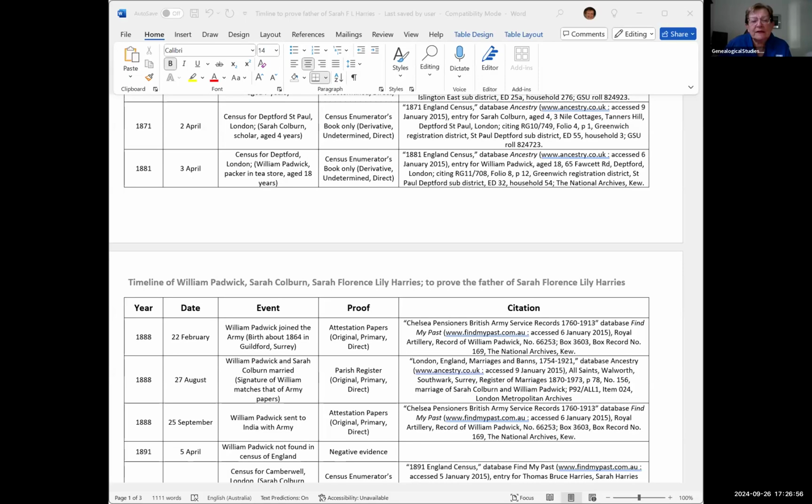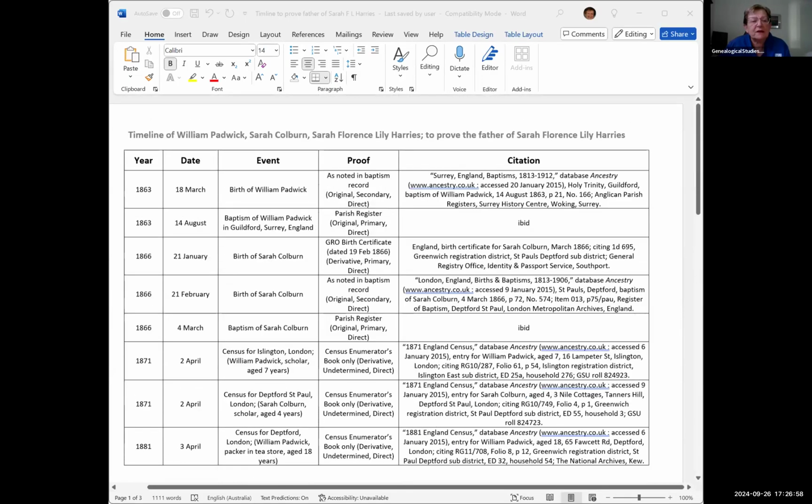Show me that one. I think that's the one I want. Okay, what I did was I put it all together in a timeline. And you can see how the timeline works. You put the years in a line, any other date, and then the event, etc., and your source citations.